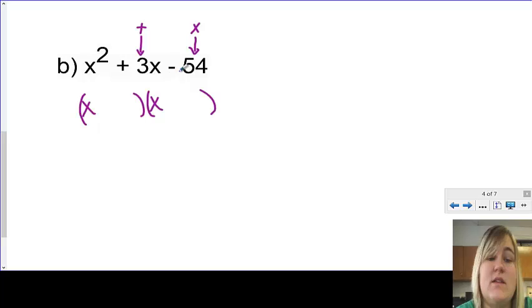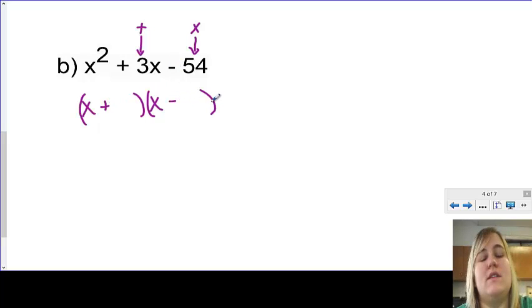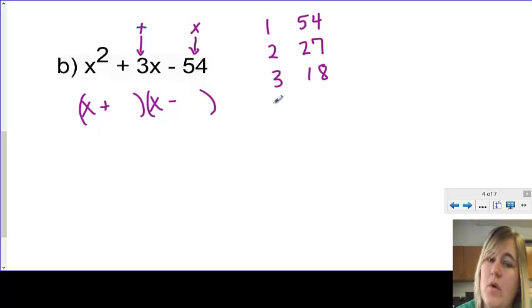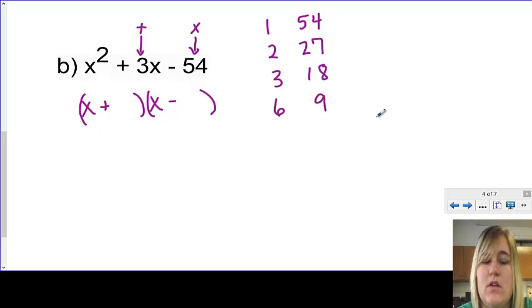So since it has to multiply to get a negative, that automatically tells me one has to be positive and one has to be negative. So things that multiply to get 54: 1 and 54, 2 and 27, 3 and 18, 4 won't work, 5 won't work, 6 and 9 works, and that should be it.